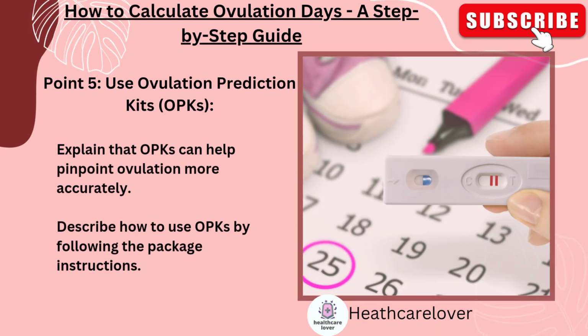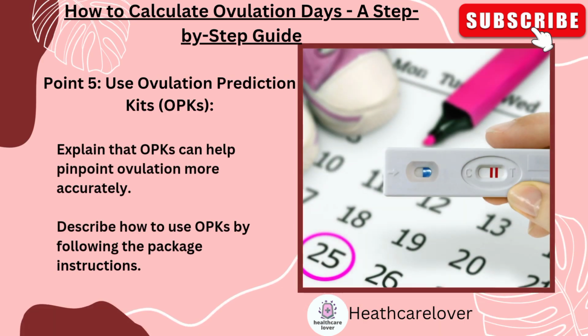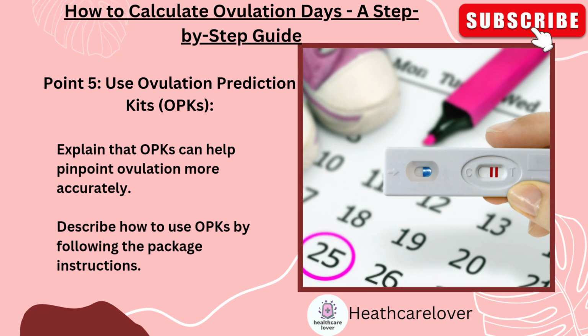Point 5. Use ovulation prediction kits, OPKs. Explain that OPKs can help pinpoint ovulation more accurately. Describe how to use OPKs by following the package instructions.